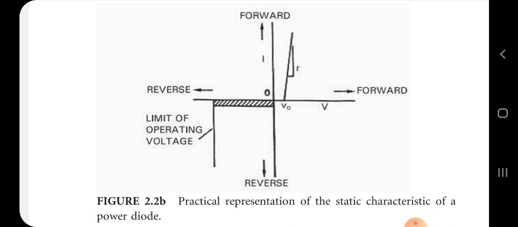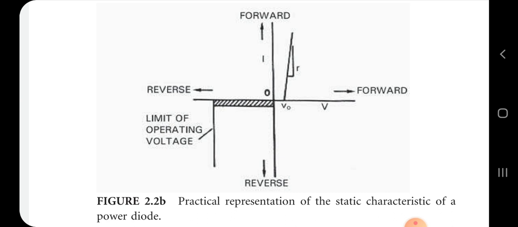So in the reverse bias condition, what happens? A very negligible amount of the anode current flows. Obviously we know when you give the reverse bias condition, that is positive supply to the cathode and negative supply to the anode, then it acts as a reverse bias. When you give the voltage like this, a small amount of current will start flowing through the power diode, and this current is called a leakage current.